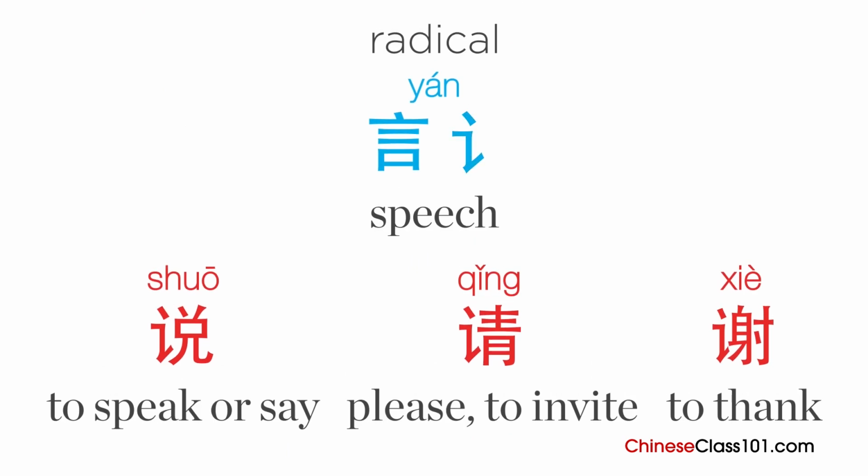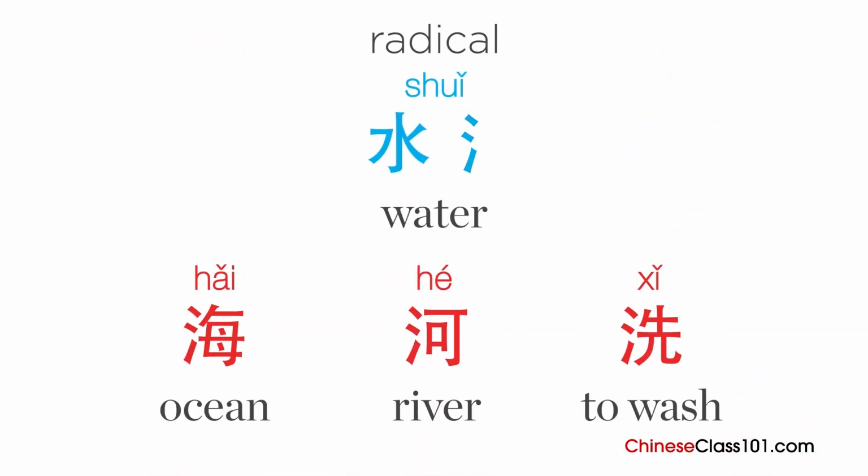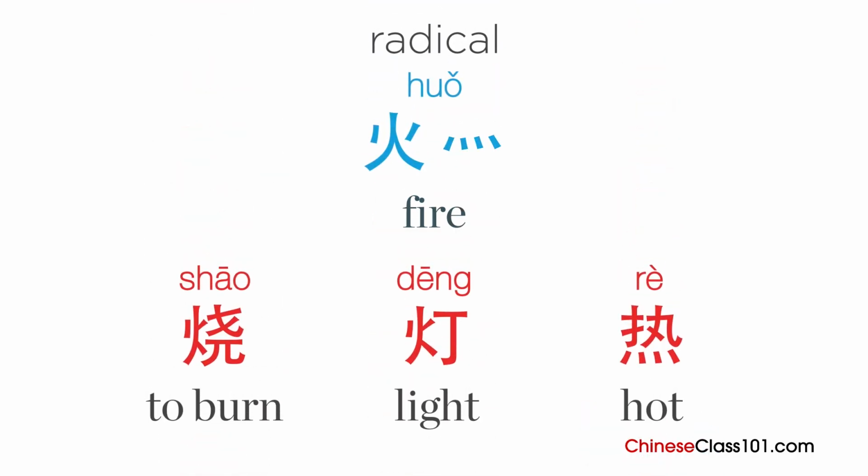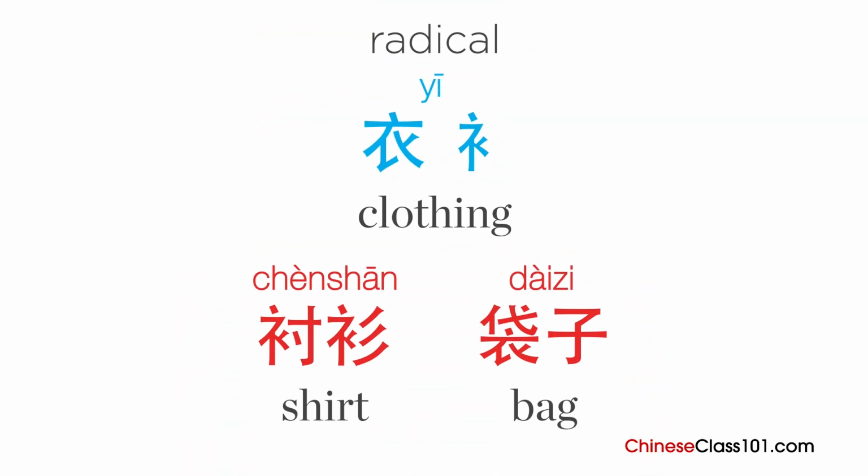言 or its variation means speech, 说, to speak or say, 请, please or to invite, 谢, to thank. 水 or its variation means water, 海, ocean, 河, river, 洗, to wash. 火 or its variation means fire. For example, 烧, to burn, 灯, light, 热, hot. 衣 or its variation means clothing, 衬衫, shirt, 袋子, bag.